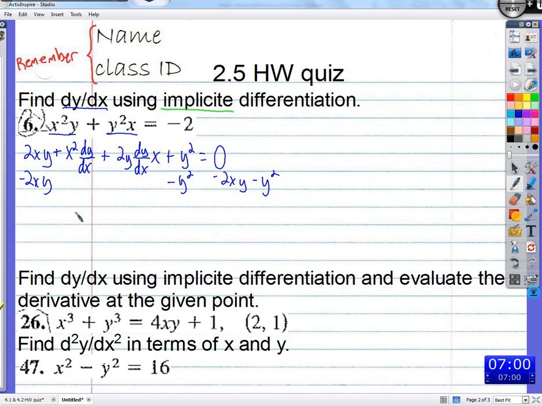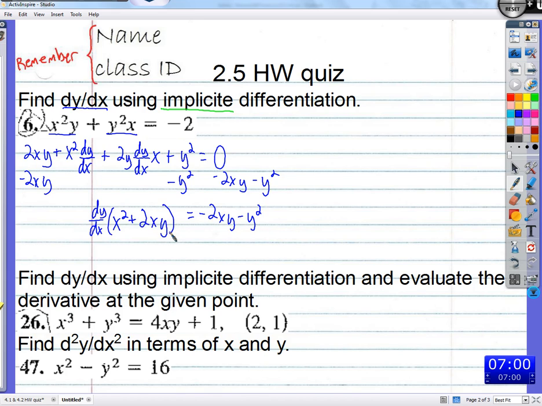Okay. Well, to save ourselves a little bit of time and space, divide by the x squared and divide by the 2y. On this side, we'll have minus 2xy minus y squared. Over here, we can factor out that factor of dy dx. That was the whole purpose of that exercise, of subtracting those from both sides. So we could write it this way.